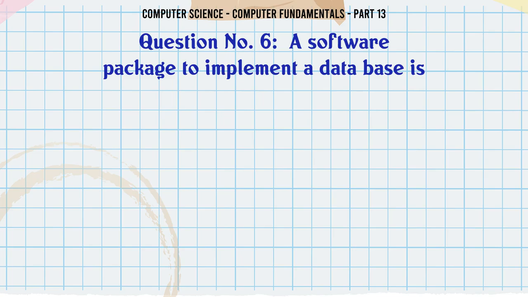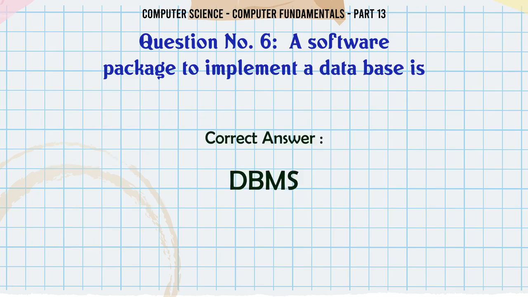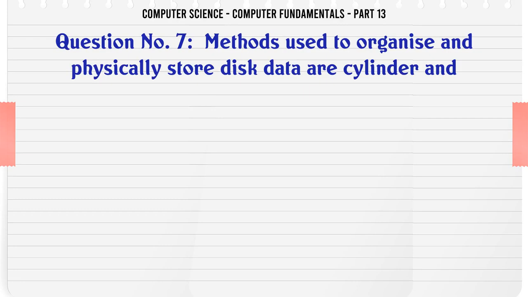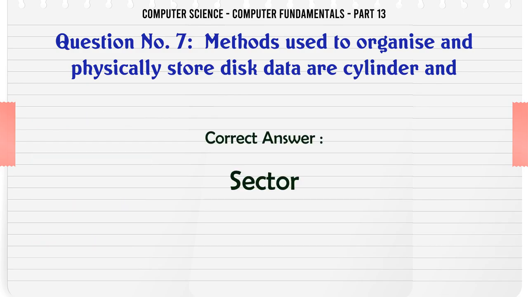A software package to implement a database is: A. System analysis. B. DBMS. C. Database. D. DAST. The correct answer is DBMS. Methods used to organize and physically store disk data are cylinder and: A. Sector. B. Surface. C. Track. D. Hib. The correct answer is Sector.